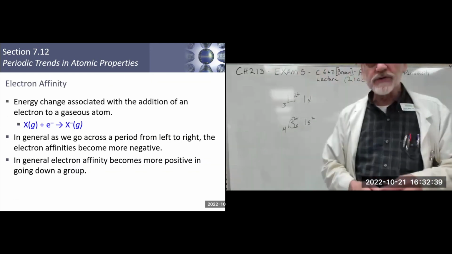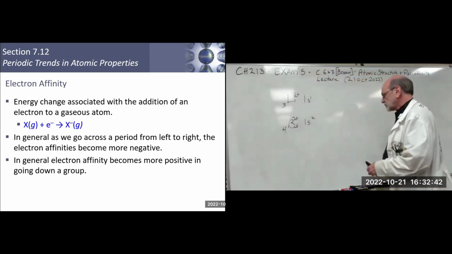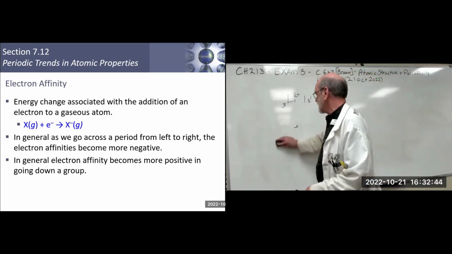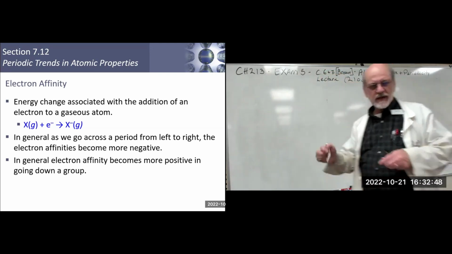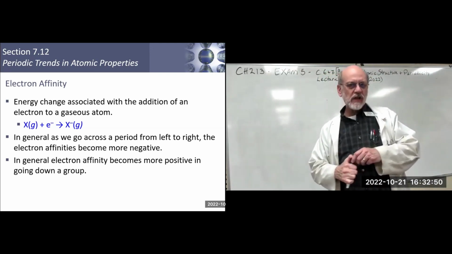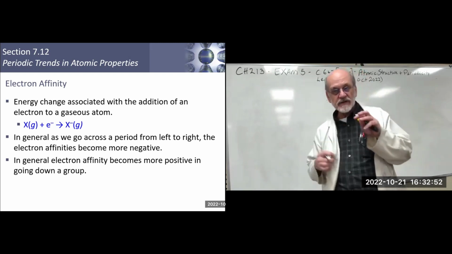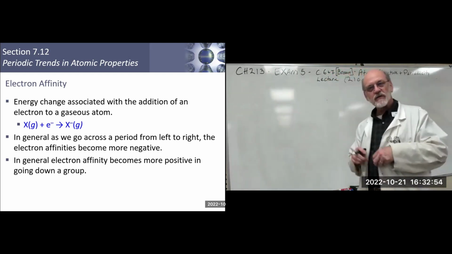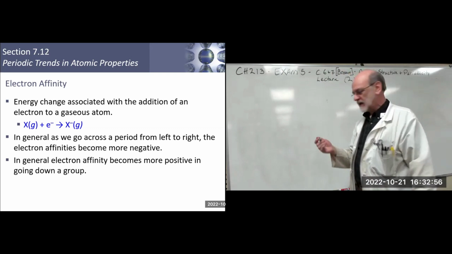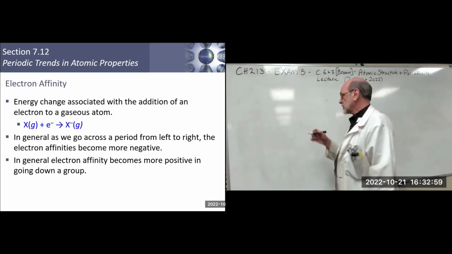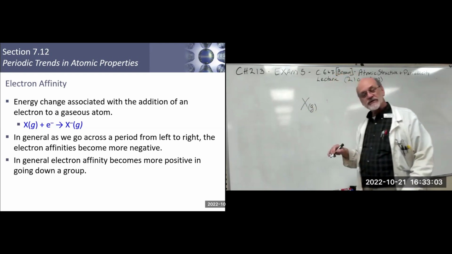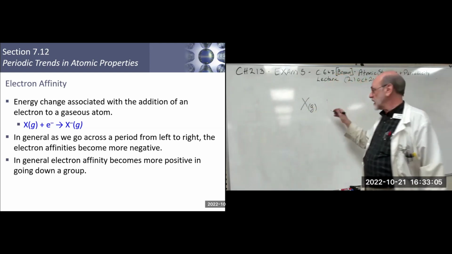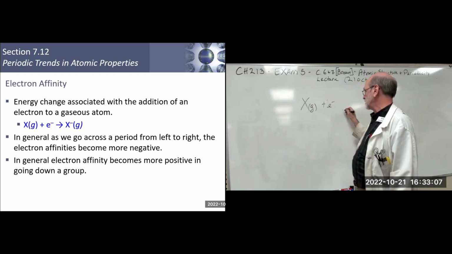Okay, that was ionization energy. Now let's talk about electron affinity. This one is a little more difficult. It looks like ionization energy, but it's not. It's not even the reverse. We do have to start off with a gas. But now, instead of removing an electron, we're going to attract an electron.